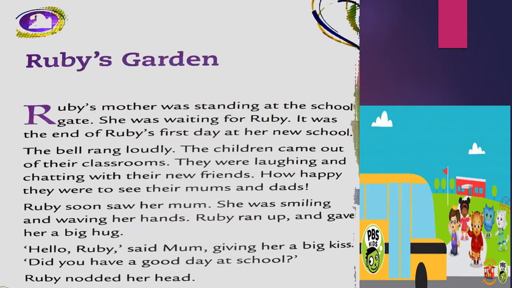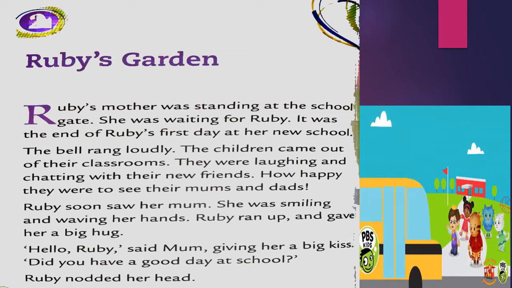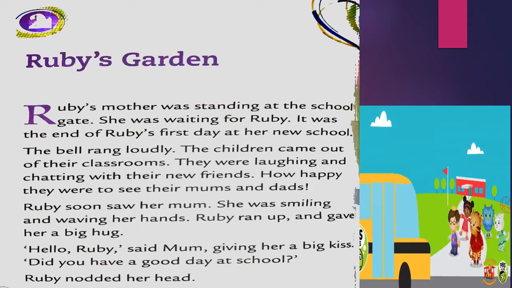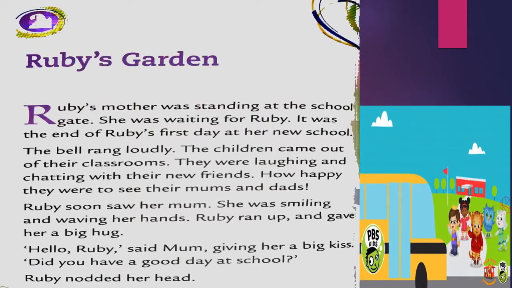Ruby's Garden. Ruby's mother was standing at the school gate. She was waiting for Ruby. Waiting means इंतजार कर रही थी. It was the end of Ruby's first day at her new school. The bell rang loudly. The children came out of their classrooms. They were laughing and chatting with their new friends. Laughing means हंसना, chatting means बातें करना. न्यू फ्रेंड्स, नए दोस्तों के साथ.